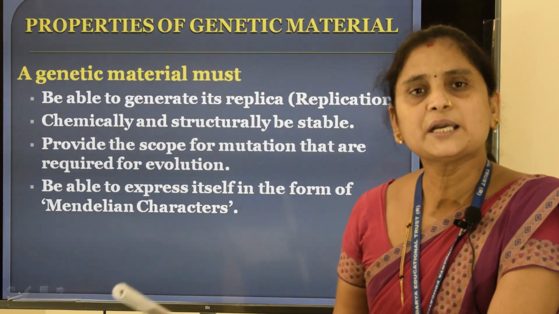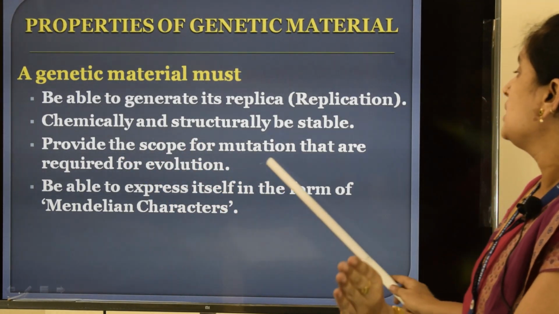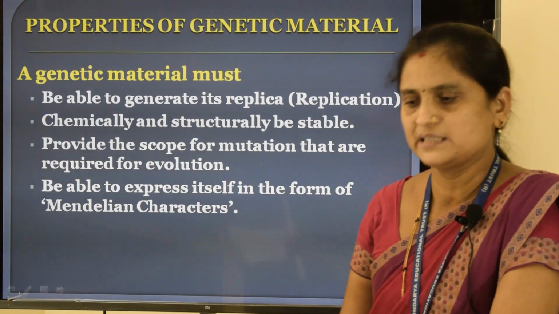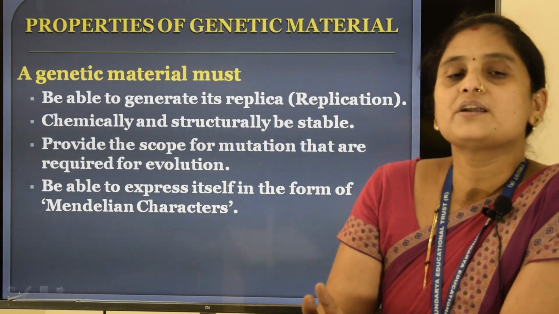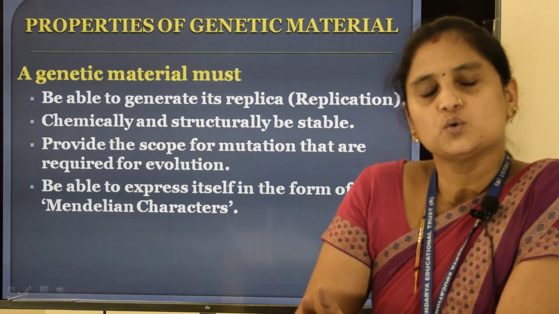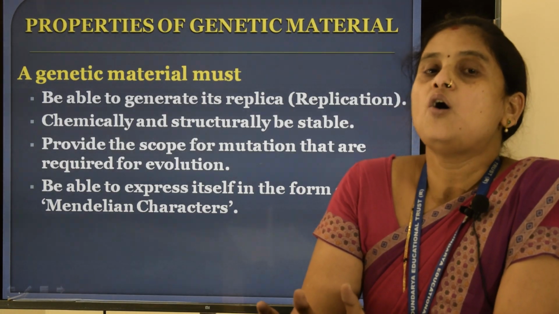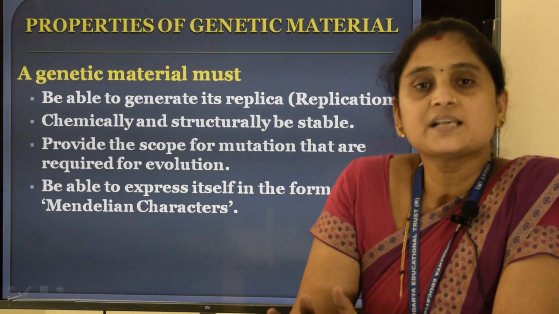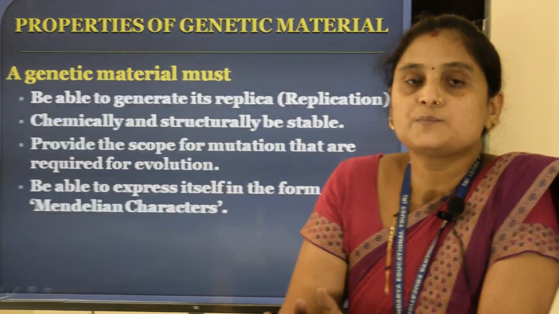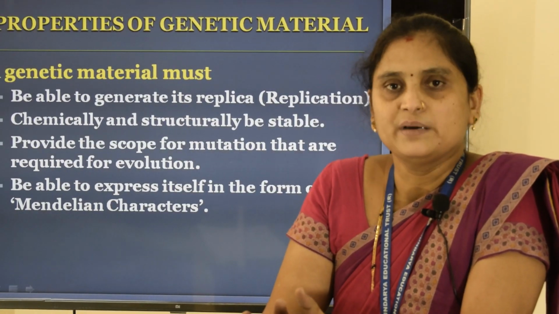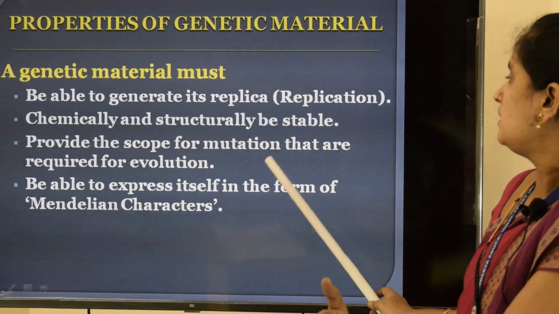Then the genetic material should also have scope for the mutation that is required for evolution. That means the genetic material should provide a limited scope for mutation to take place, as we all know that mutations induce certain variations among the offspring. These variations are very essential for individuals to adapt successfully to the ever changing surrounding environment. So the third property is also very important.